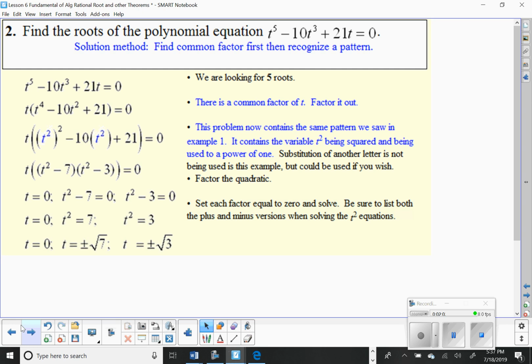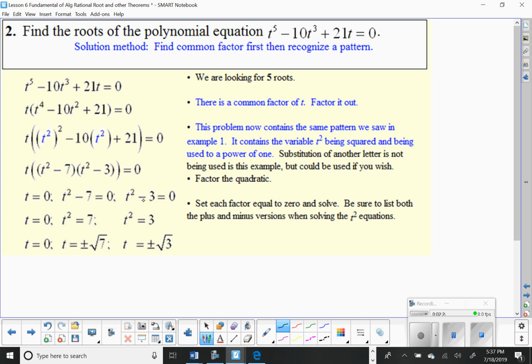That's the first key. Now notice that we're looking for 5 roots because it's a 5th degree equation. And we don't know how to solve a 5th degree. But what we can do is take out a t. Now we've got a t to the 4th, a t squared, and no t. Oh, we're back to an example like number 1. So we've got t squared squared and t squared.